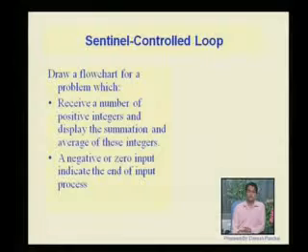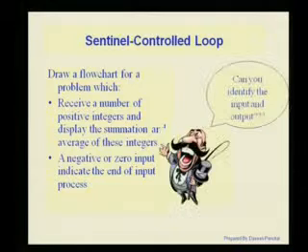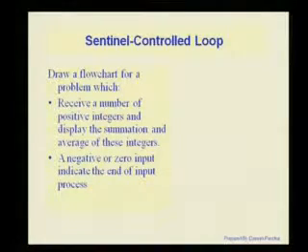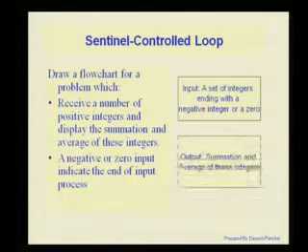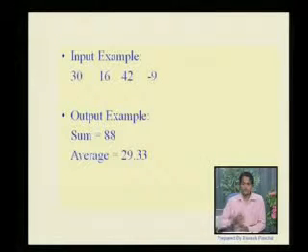Let us understand this using an example. Here we want to take different integer values, and until the user enters 0 or a negative value, we are going to repeat this loop. You can see here these are our input values, where the user will enter any integer values, and when the user enters any negative value or 0, then the loop will be terminated.